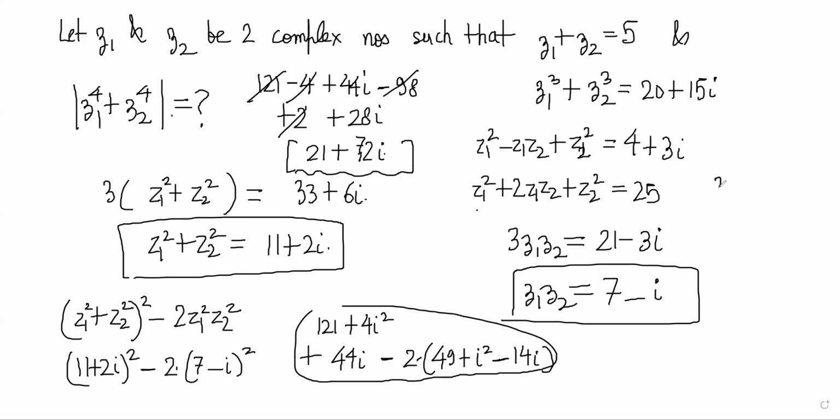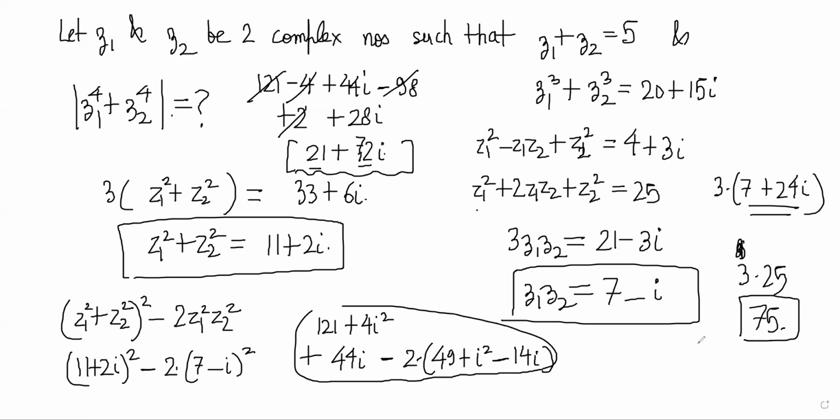ऐसे केयरलेस मिस्टेक करोगे तो कैसे चलेगा? 7, दिस इज 3 into 7 plus 24i, इट इज ऑब्वियस नाउ मॉड इज 25 इसका। नहीं नहीं। मॉड इज 3 into 25, 75 आंसर। कोई इशू ही नहीं है कैलकुलेशन में। तुम कैलकुलेशन मिस्टेक कर रहे हो बस। Okay.